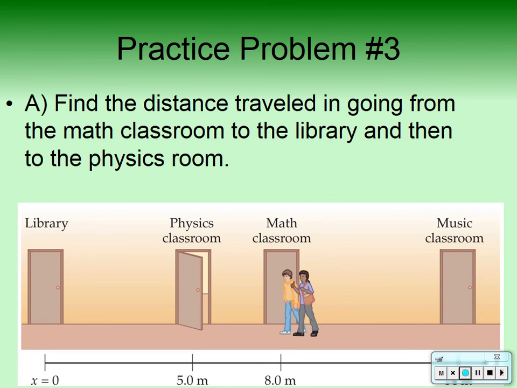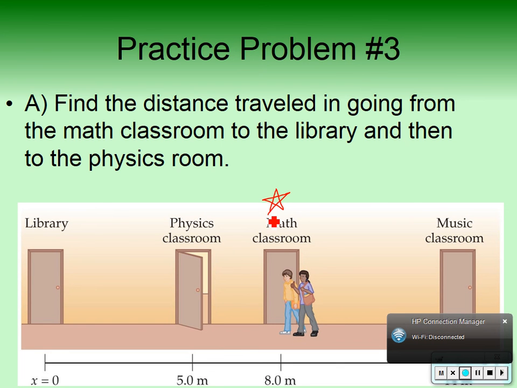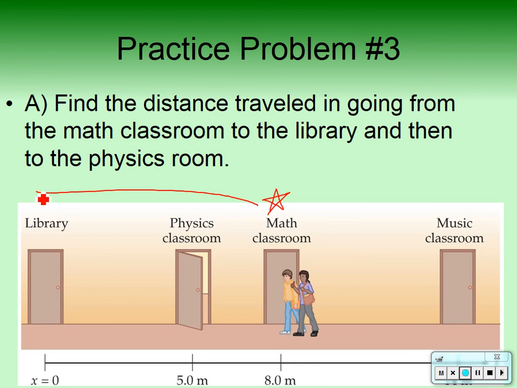Okay, practice problem number 3. Let's see if we really understand it. This is a good question, so pay attention. It says, find the distance traveled in going from the math classroom to the library and then to the physics room. Okay, so we're starting at the math classroom. We're starting here. We're going to go to the library, and then we're going to head back to the physics room.